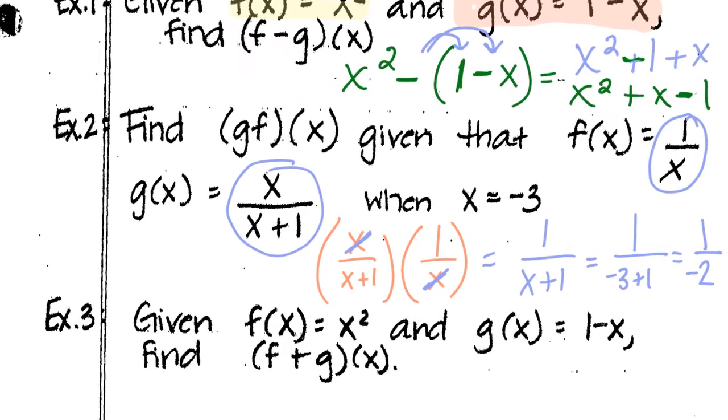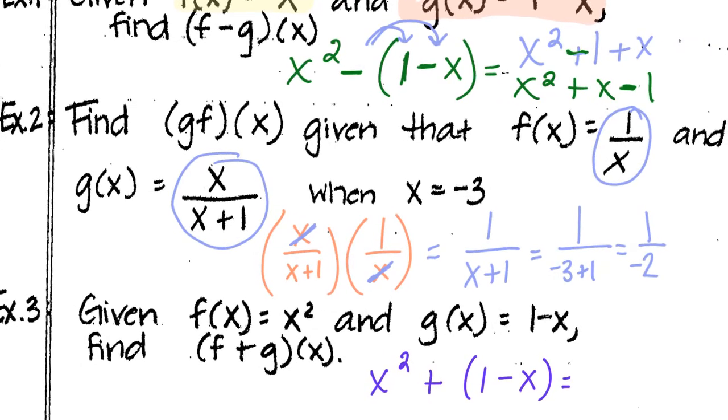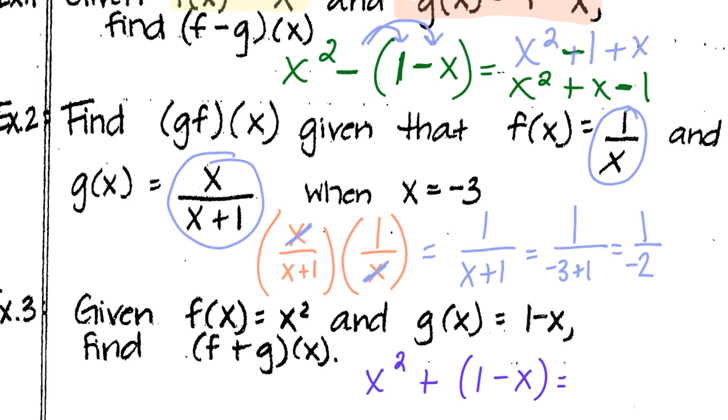Example 3. Given f of x equals x squared and g of x equals 1 minus x, find f plus g of x. So now we're just doing what operation? Yep, we're just adding. So I'm going to take f of x first, and I'm adding it to the g of x. And in this case, it doesn't really matter if I have parentheses or not. Obviously, with the difference, it would. So what's the final answer in descending order, Jacob? X squared plus minus 1x plus 1. Good. Minus x plus 1.